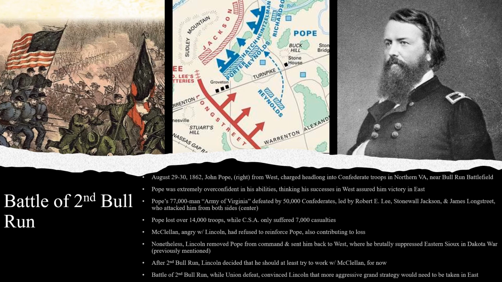Pope overcommitted his army, going after Stonewall Jackson's forces on August 29th and 30th, 1862. Meanwhile, another Confederate army, under General James Longstreet, attacked Pope's force and destroyed its left flank. Pope's massive army, over 77,000 troops, was defeated by a much smaller Confederate force of 50,000. The Union also sustained over 14,000 casualties, double the number endured by the Confederates.